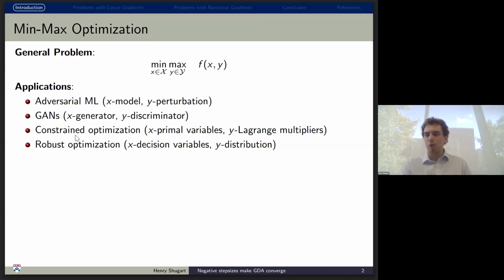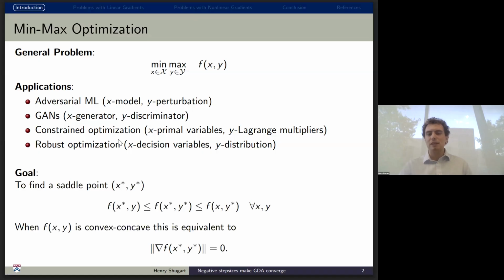Constrained optimization can, of course, be cast as a min-max problem, with x being the primal variables and y being your Lagrange multipliers. Robust optimization, where x is the decision variables, y is the distribution, and of course, many more problems across math, economics, optimization, you name it. This is a ubiquitous problem setting.